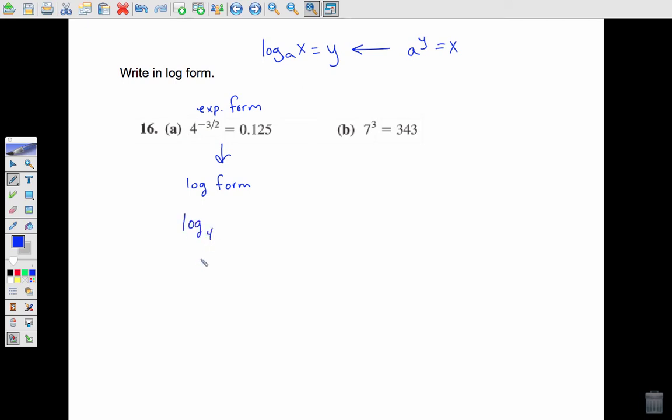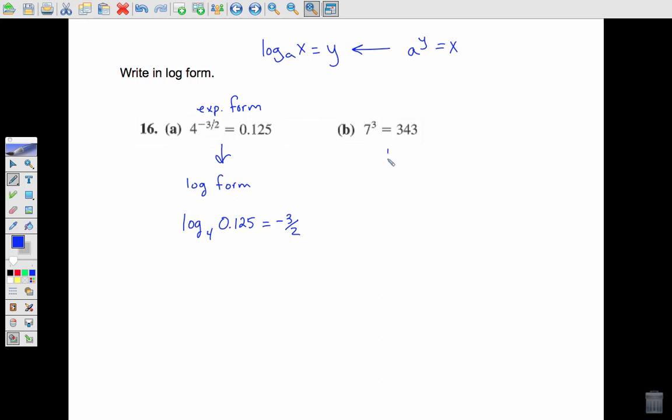So we want to write this as log base 4 of 0.125 equals -3/2. So remember that log, the whole purpose is to be able to find the exponent. So the answer is the exponent.